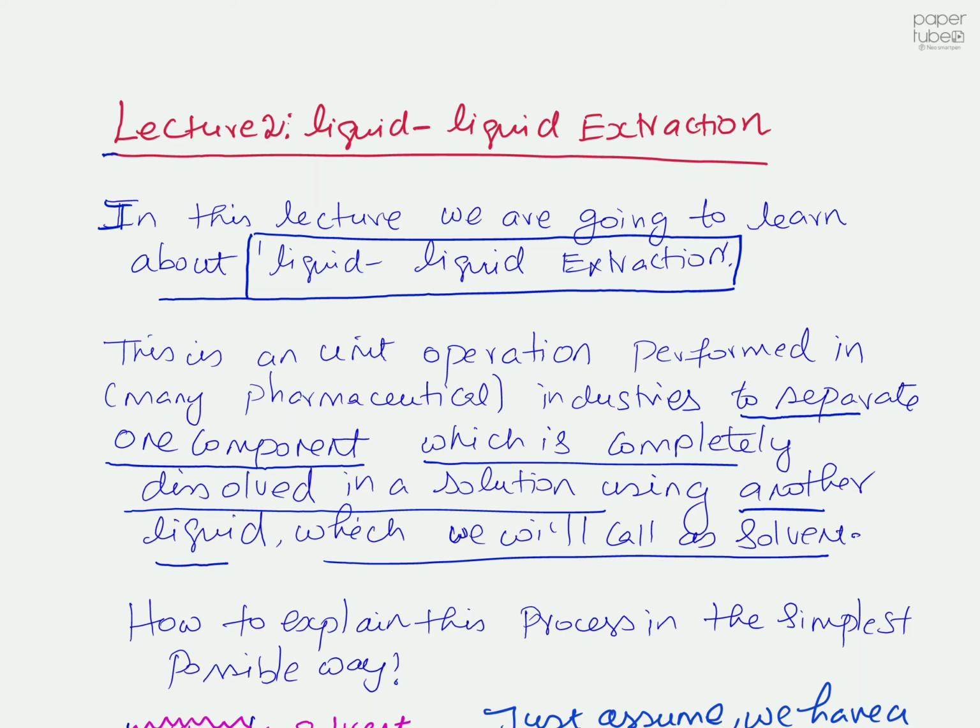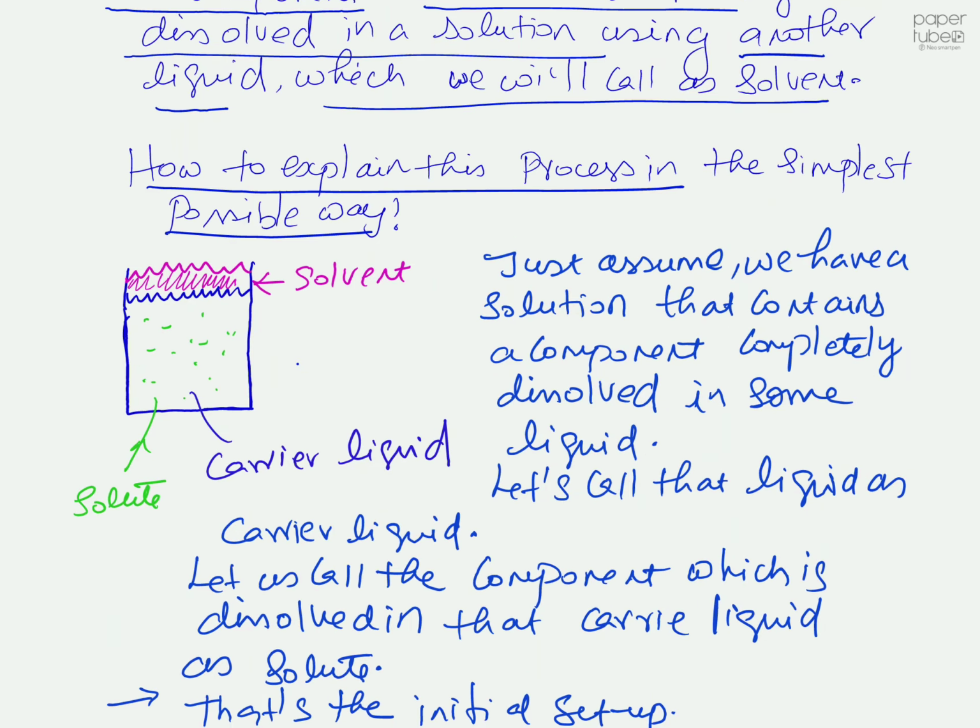So your liquid is going to do the job, you know? So this is a very complex process. It's not that easy. If you have a system with one solid and one liquid, it's very easy to imagine. But if you have two liquids, then you should pay some attention. So how to explain this process in a simple possible way? I always try to imagine some experiments. So that's what I did.